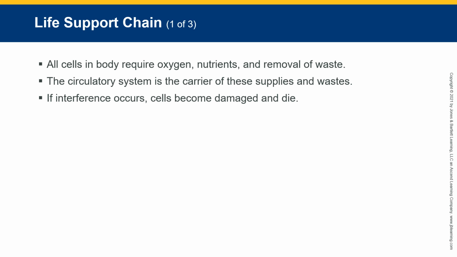The rest of this talks about some needs of the body. All cells in the body require certain things. They require oxygen and nutrients. They require the removal of waste material. The circulatory system is the big carrier of all of these supplies and all of these wastes, whether it's getting oxygen from the respiratory system and then dropping off waste at the kidneys to then be excreted out through the urethra. If something happens in between this chain and we have interference of any of this, cells start to become damaged.